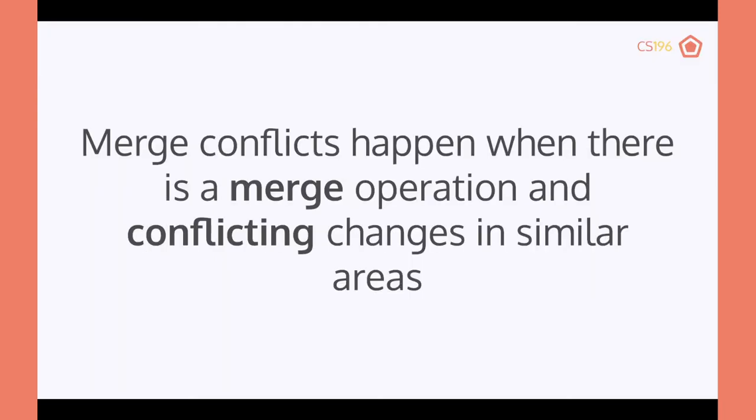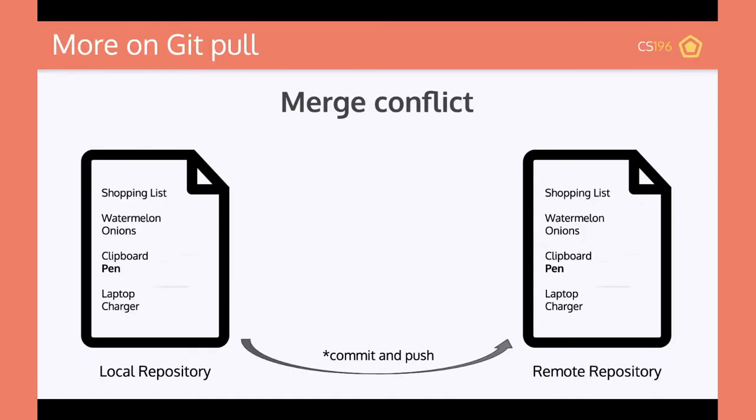So let's now talk, a merge conflict happens when there's a merge operation and conflicting changes in similar areas. So going back to this slide, when we pulled from the remote, what git pull does is it actually runs two commands, git fetch and then git merge. So git fetch says, hey, here are all of the changes that happened on remote. And then git merge says, okay, cool, now that I have them, let's apply them to my local repository. And so that's why that happens.